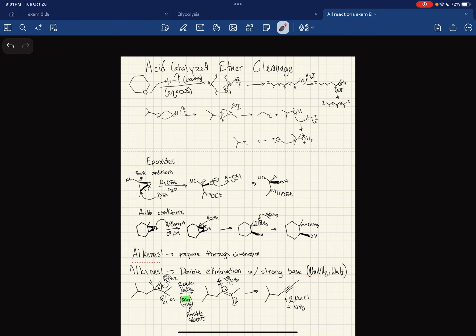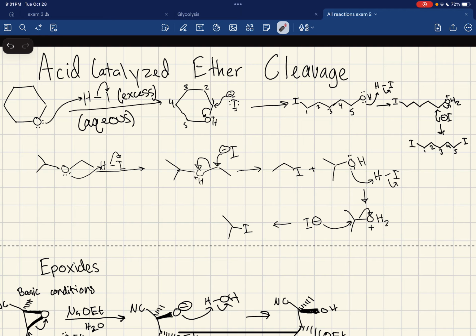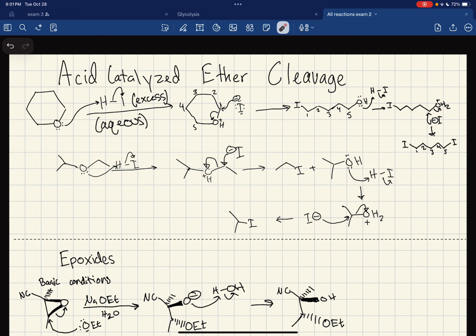Acid catalyzed ether cleavage. We talked about this one briefly. I don't think I was here for this one, but I vaguely remember this on the test. I think it was actually a tricky one because it was something we hadn't seen a lot, where it was like a ring ether. So it's going to happen exactly the same way.